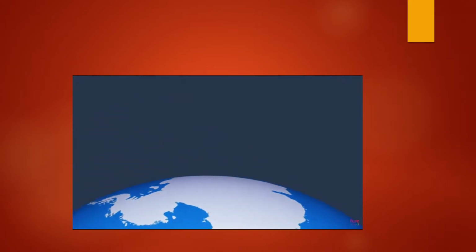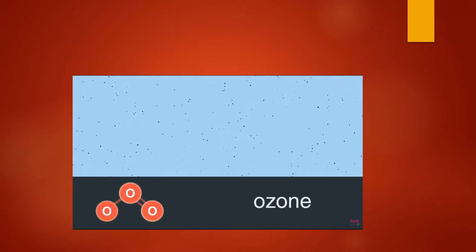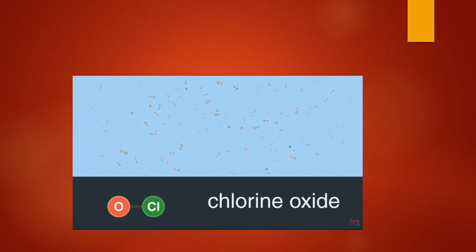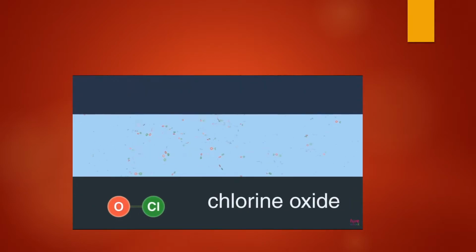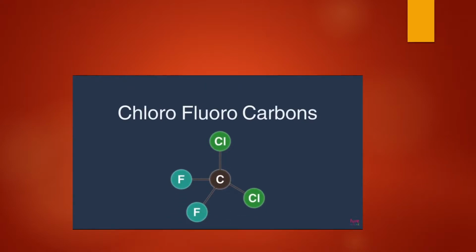An aircraft which analysed the composition of the air flew due south 15 kilometres above the Earth, in the stratosphere where the ozone is most concentrated. They found that the ozone there suddenly became replaced by chlorine oxide. This led to the realization that the chemicals called CFCs, chlorofluorocarbons, were to blame.